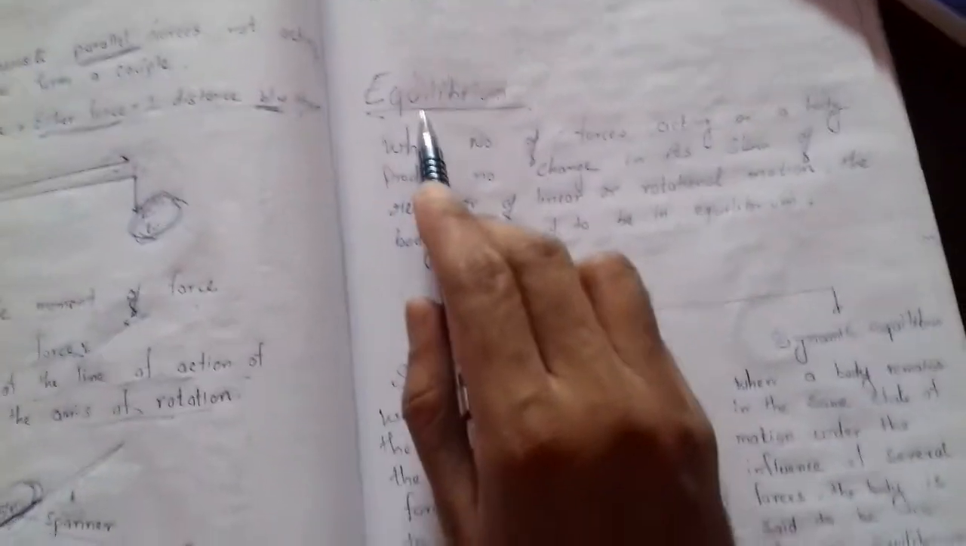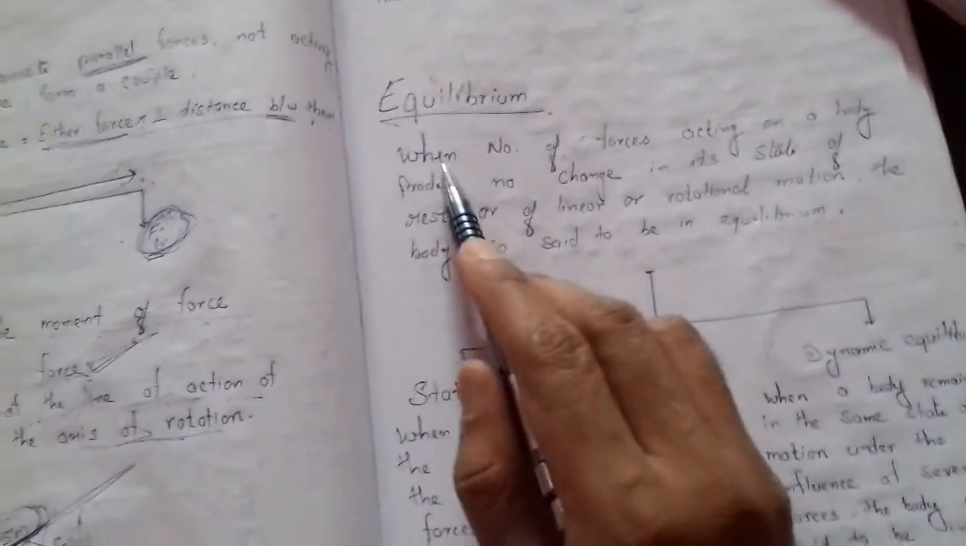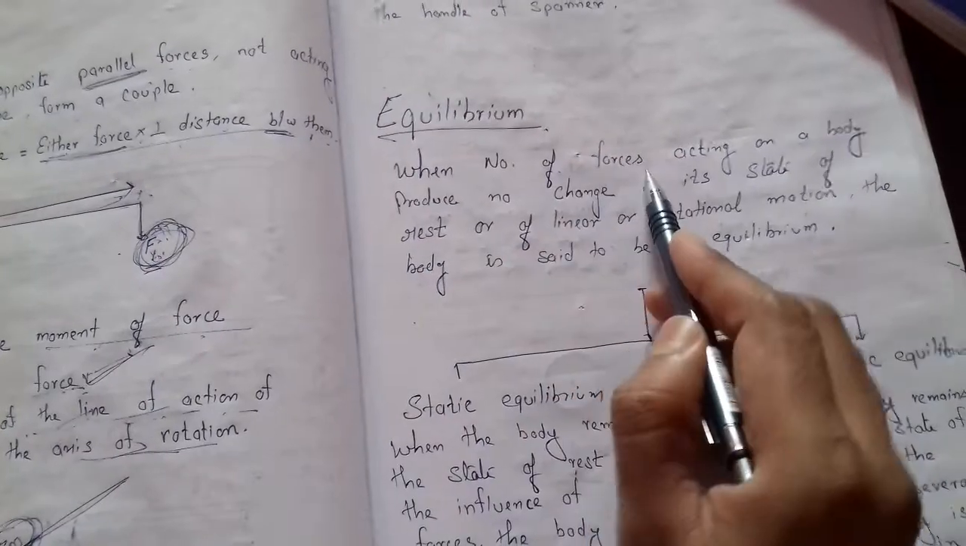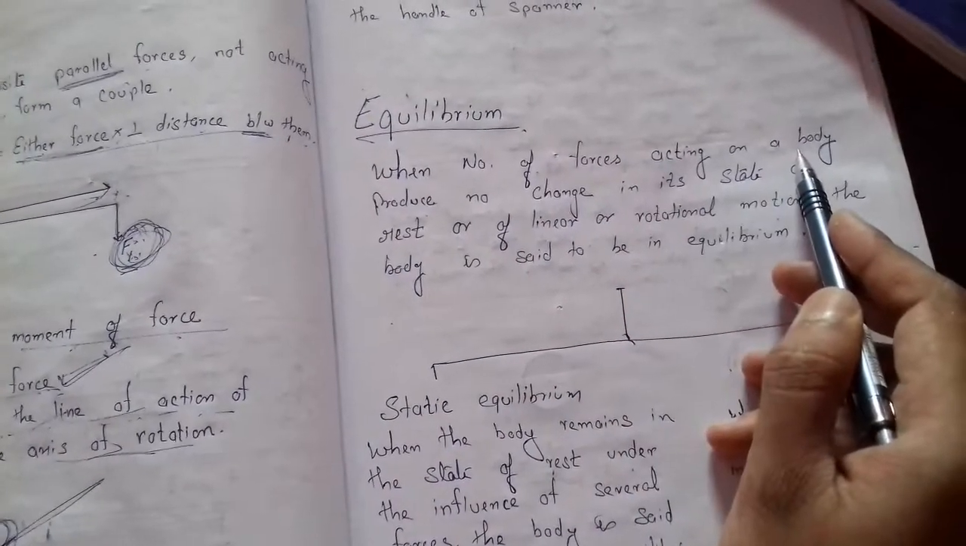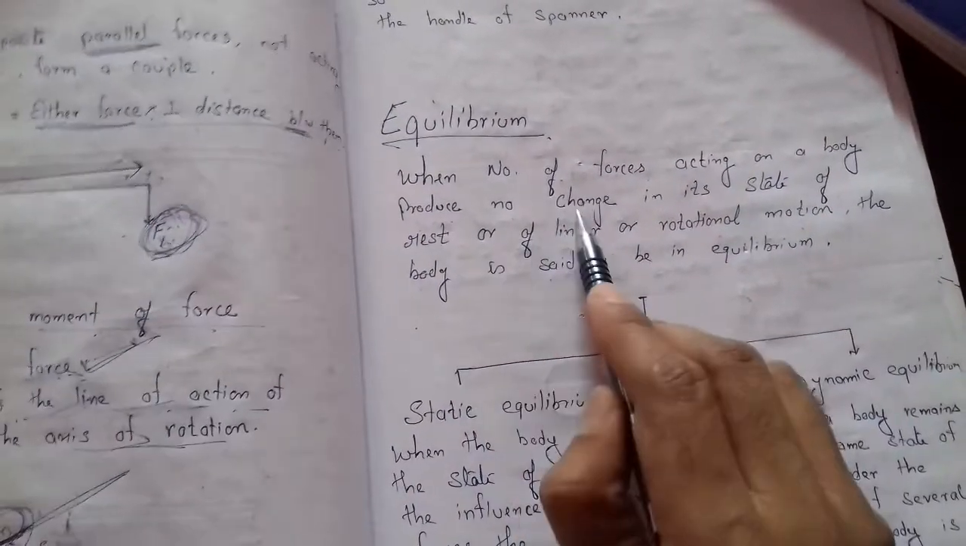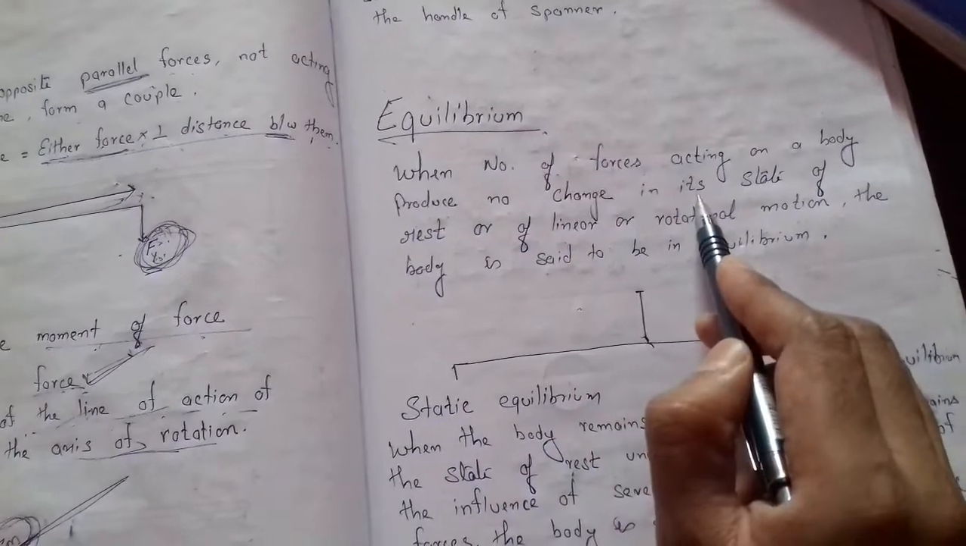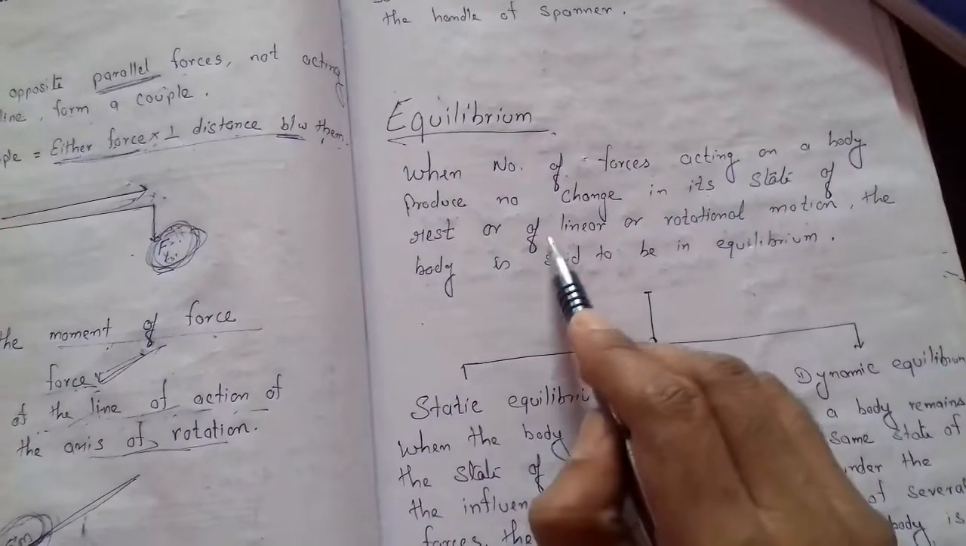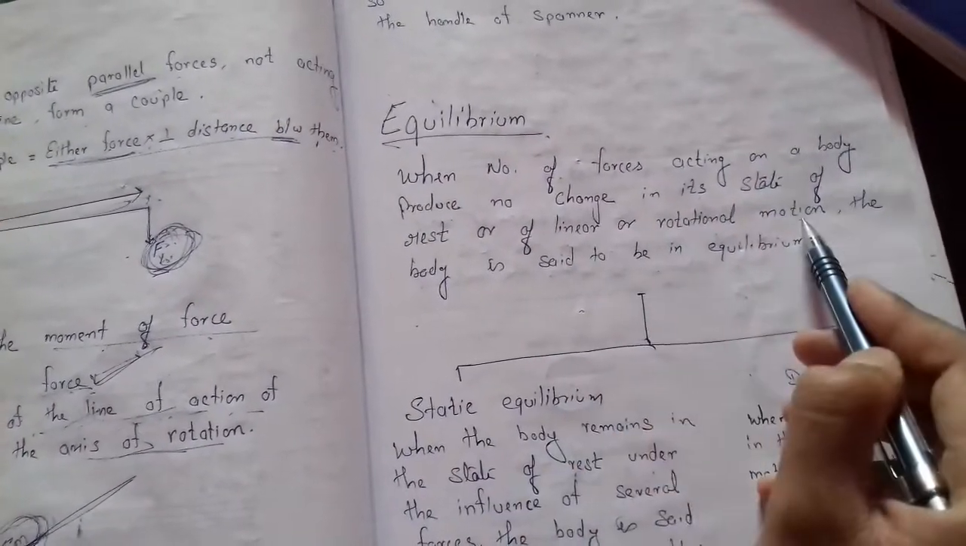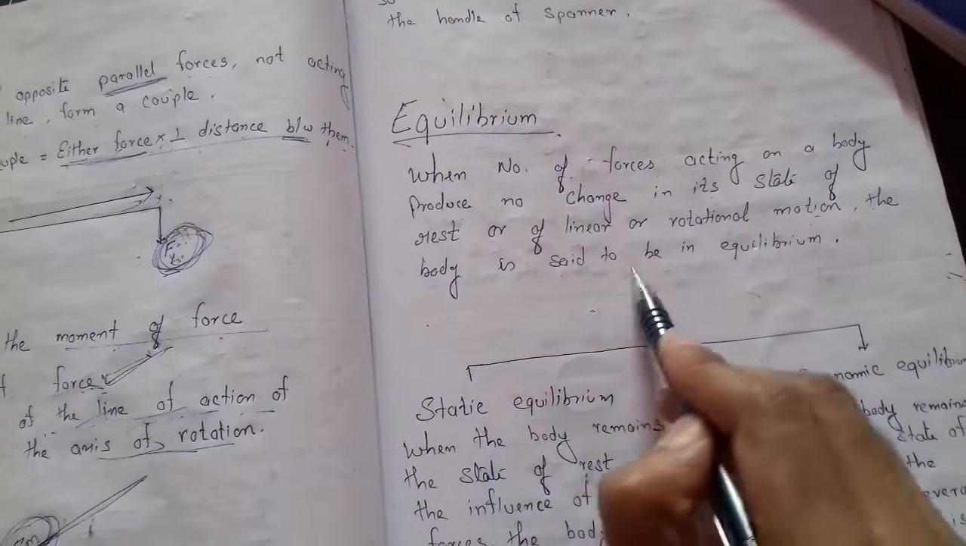Equilibrium. When a number of forces acting on a body produce no change in its state of rest or of linear or rotational motion, the body is said to be in equilibrium.